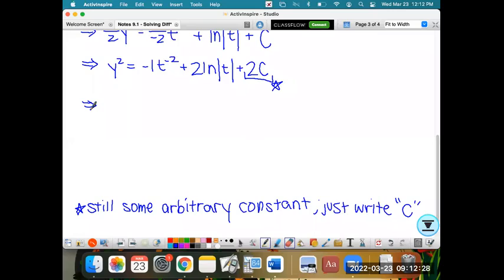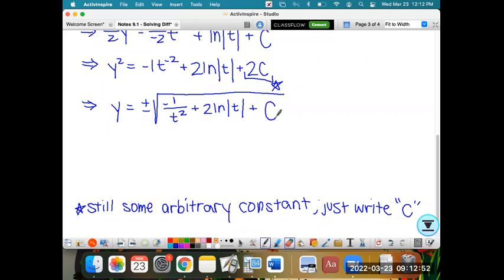But what I want to do for now is square root both sides to get rid of the square. And remember, when you are solving by square rooting, you need that plus or minus. And I'm just simplifying the right side as I go. Again, instead of plus 2c, I'll just put plus c. So this would be our general solution. Yes, that plus or minus needs to stay in front.